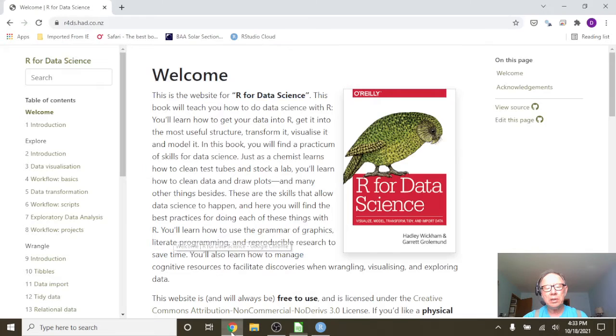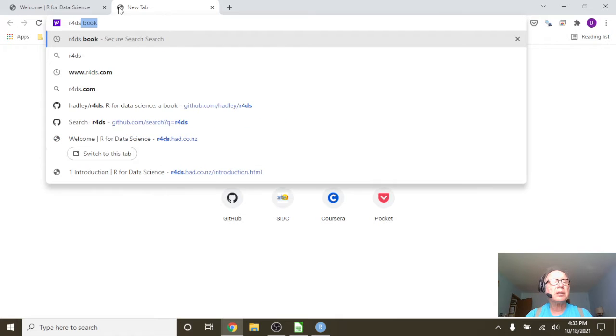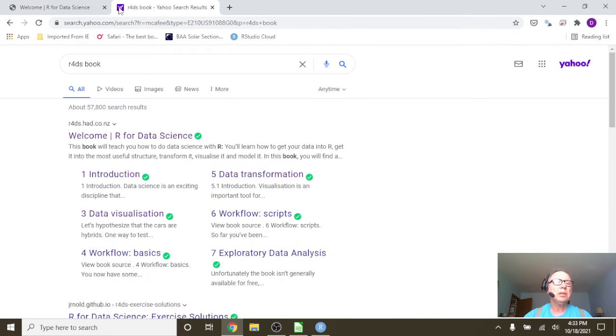On Twitch, the link's in the description below, for our continuing walkthrough of the R for Data Science book by Hadley Wickham. Here the book is online. All you got to do to find this book is type R for Data Science book. And here it is. Notice there's R for Data Science up there. The book's freely available online.